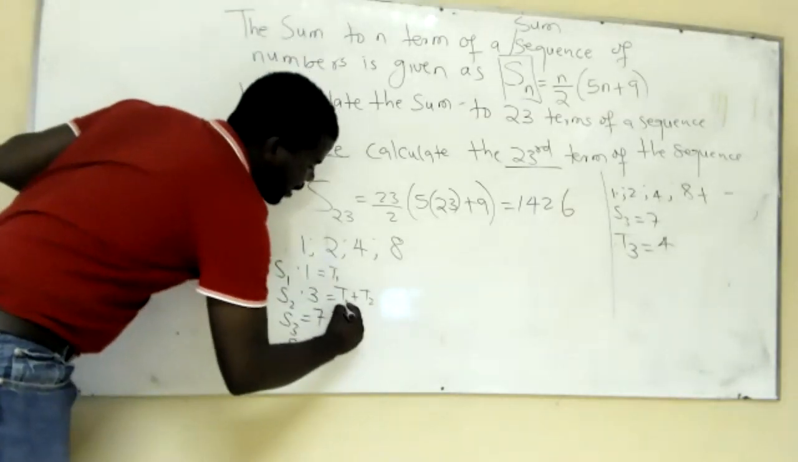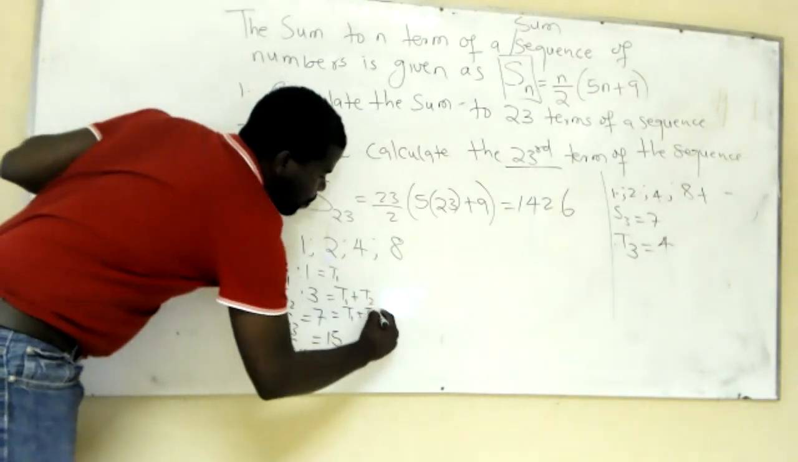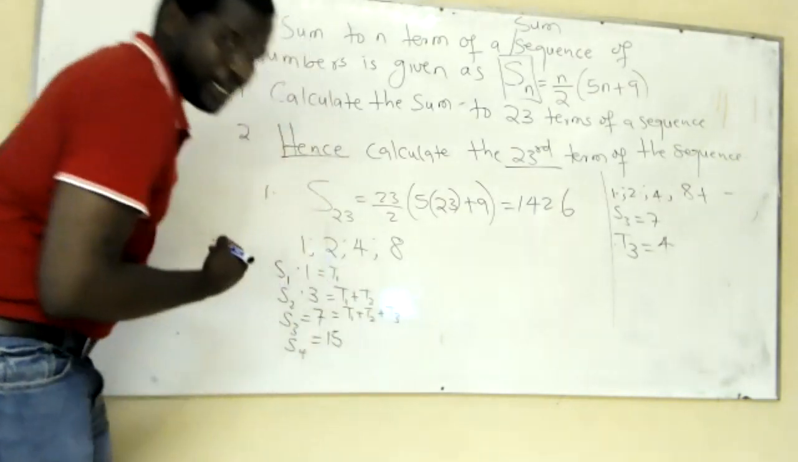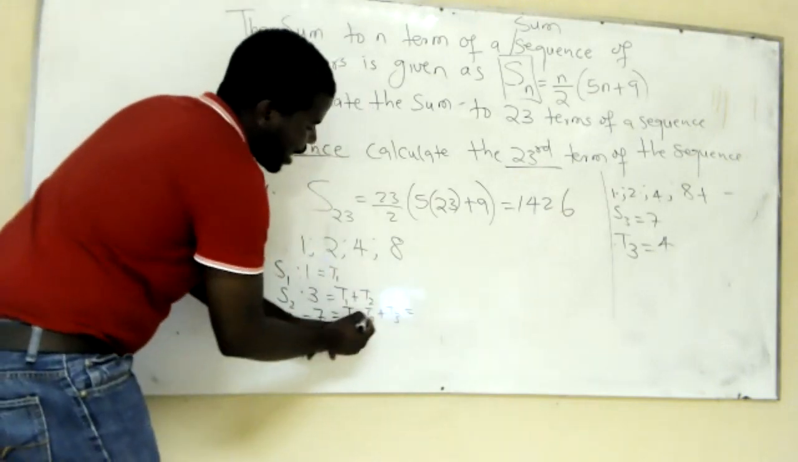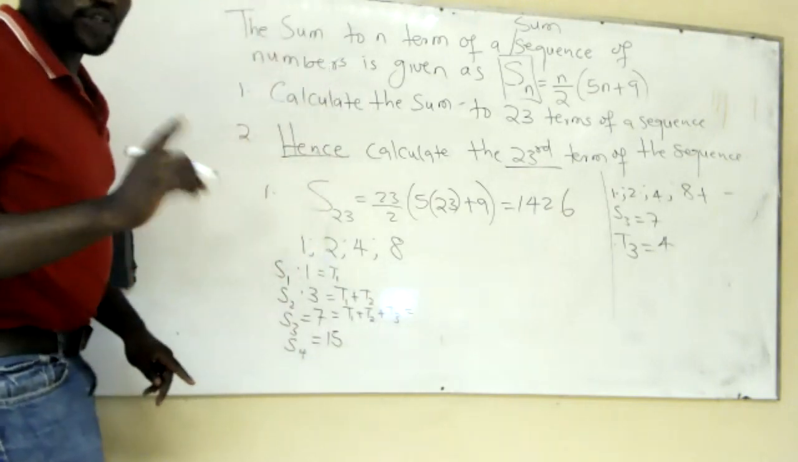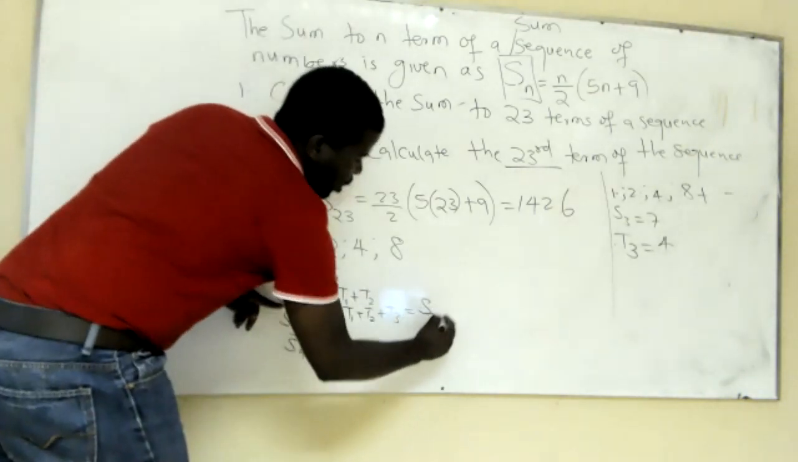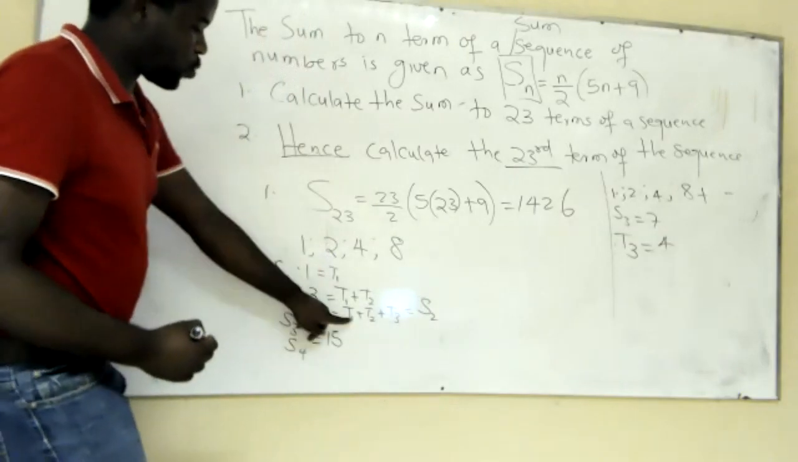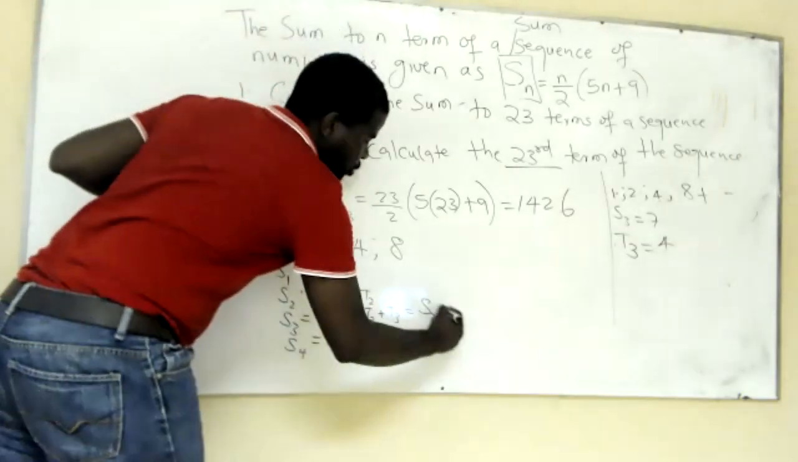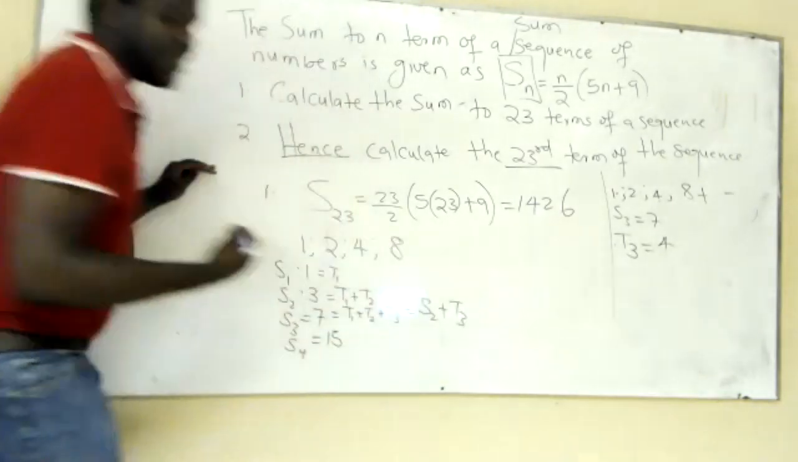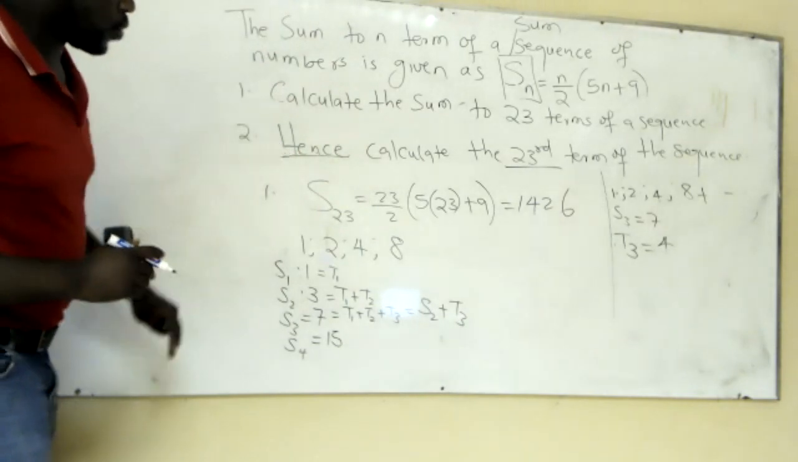And then S3 is T1 plus T2 plus T3. But T1 and T2, we know, is equal to something. T1 plus T2 is equal to what? It is equal to S2. So it means where we have T1 and T2, we replace by S2 plus T3. This information is very critical. It's the one which is going to help us to answer the second question there.